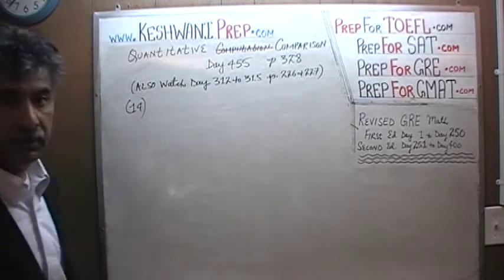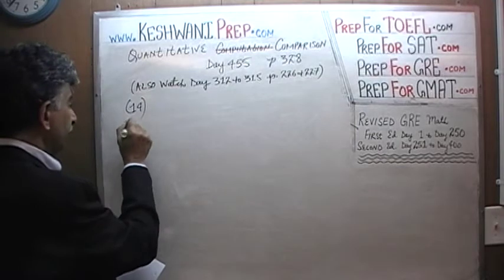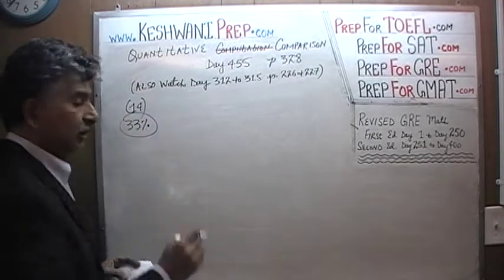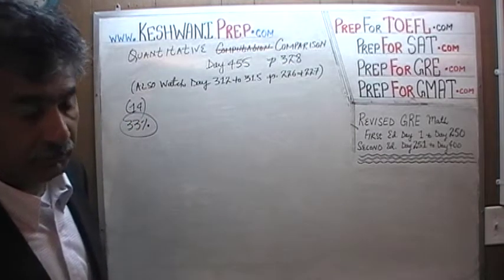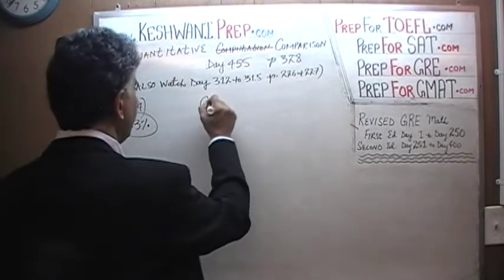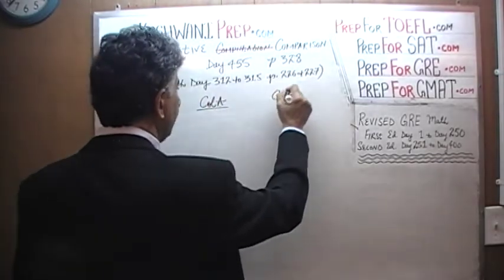Number 14, when it appeared in the exam, only a third of the people had luck with it. Two-thirds of the people missed it. Here's what we have. Column A and column B.